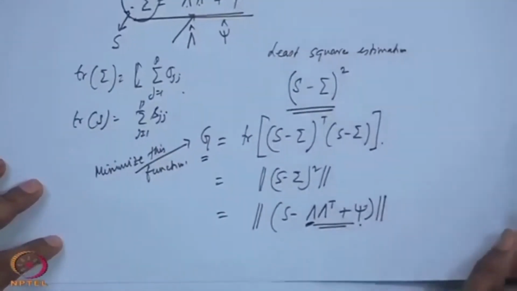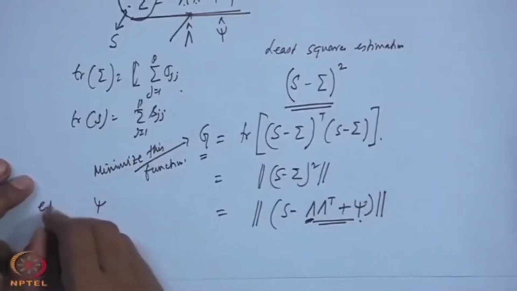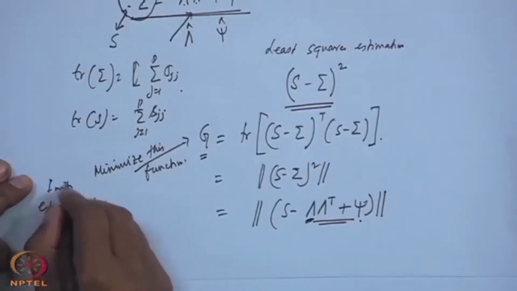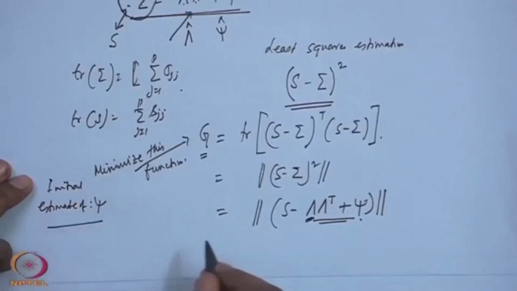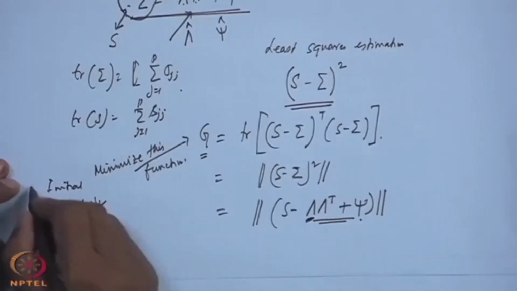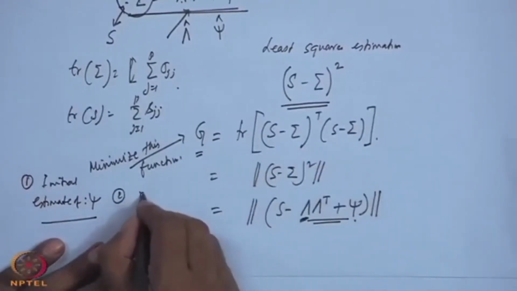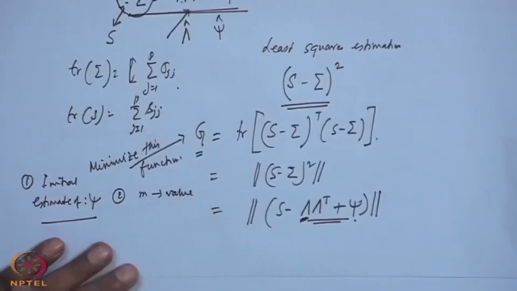So as a result, we require an initial estimate of psi. This is one. The second requirement is how many factors we are extracting, m factors. What is the value of m? That value you also require to know.